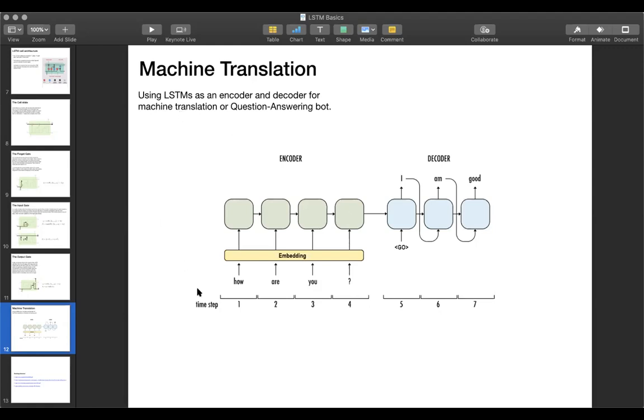So the architecture of a particular sequence to sequence model for, say, machine translation, can also be used as a question answering bot. This problem statement is known as SQuAD. There's a Stanford database available open source, and a lot of people compete to create the best model which can take a particular question and give a particular answer correctly, a machine generated answer.